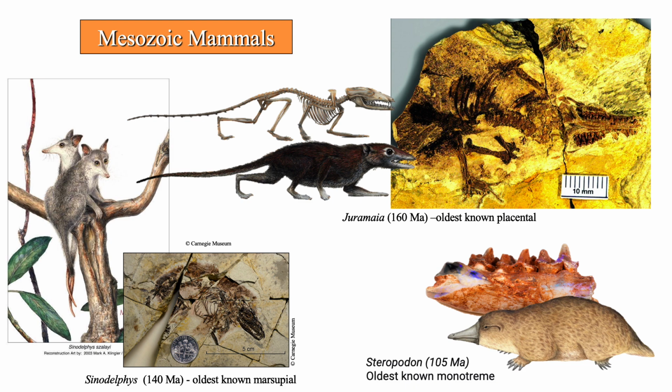That's Juramaia. Again, this is a little guy. That's a centimeter right there. So it's a couple of centimeters long. It's a small shrew-like animal, like most of the early mammals were.